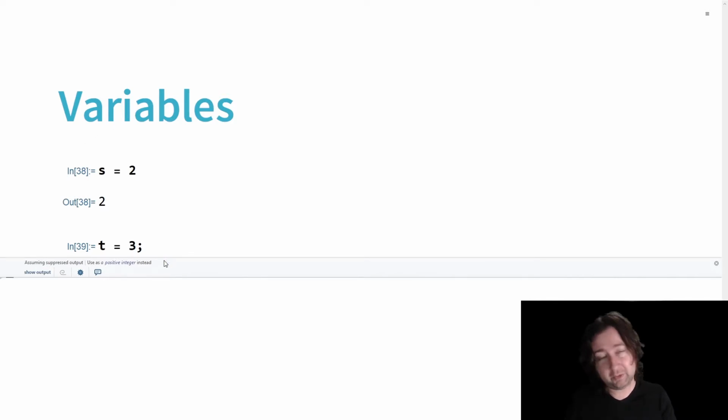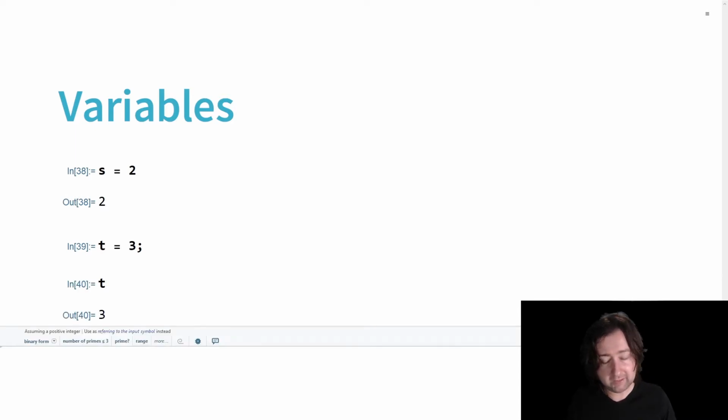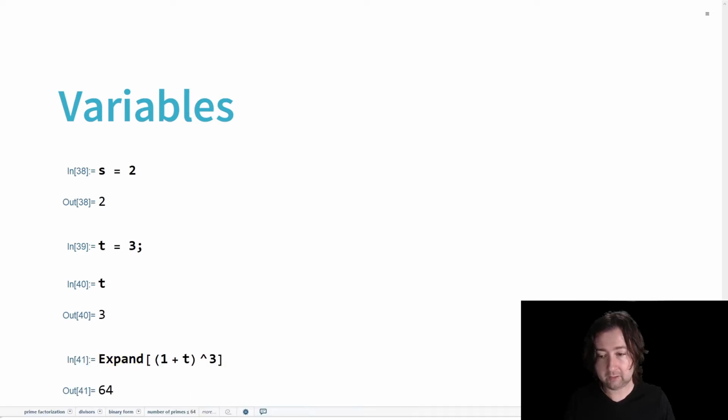Now, one thing that shows up when you've assigned a variable: you notice now when I write the variable t, it's not blue anymore. It's not blue because Mathematica knows what t is. t is 3. So if you decided that you were working algebraically and you wanted to expand something like (1 + t)^3, you don't get an algebraic expression anymore. You get a number because t has been assigned the value of 3.